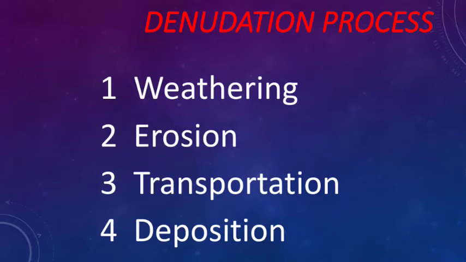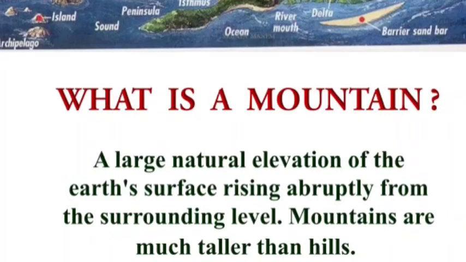what is a mountain? A large natural elevation of the earth's surface rising abruptly from the surrounding level. Mountains are much taller than the hills. Generally, hills are below 1000 meters. Above 1000 meters, it is called a mountain. Understand?